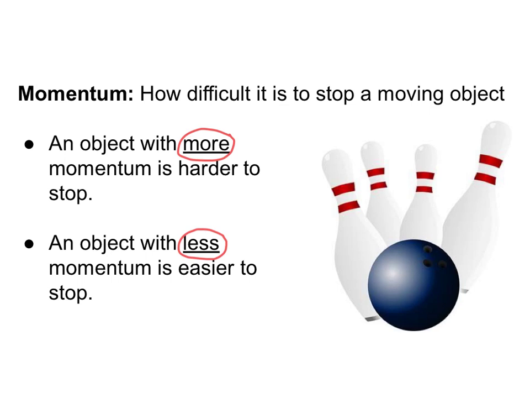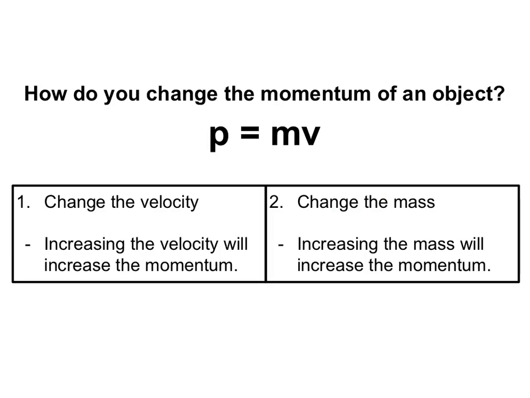And remember, there are 2 things that affect the momentum. So we want to know, how do you change the momentum of an object? If you're trying to stop an object, you want it to have the lowest amount of momentum. So how can you make that happen? So there are 2 ways to change the momentum of an object. First, you can change the velocity. To change the velocity, if you increase it, it will increase the momentum.